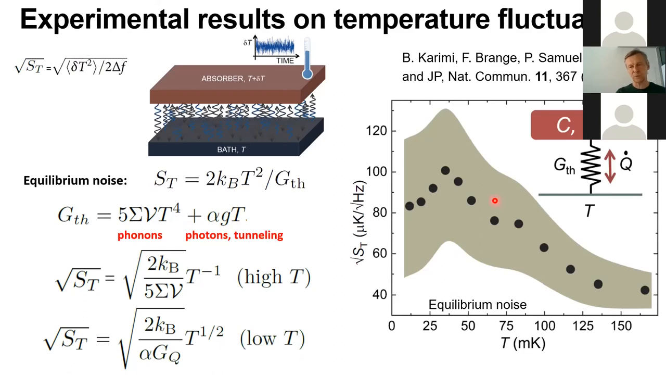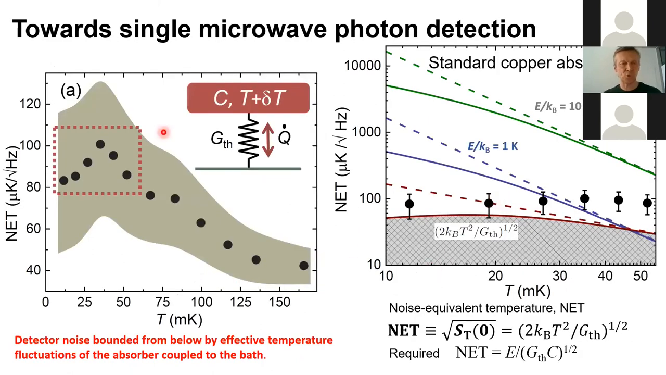But nevertheless, as a summary, let's zoom into this corner here. If you look at the noise equivalent temperature of this absorber, we see that it's pretty close to what one would expect from the fundamental limits. If you take just the electron-phonon coupling, the dashed line here is what we would expect as the lower bound for the noise of the temperature. If you include the photonic coupling, this bends over at lower temperatures, as I explained.